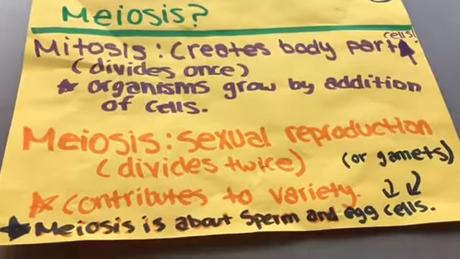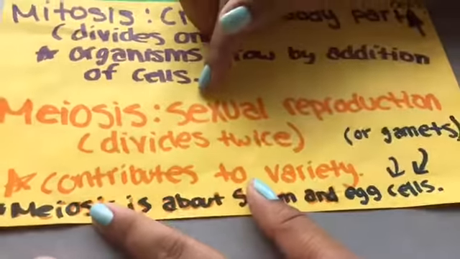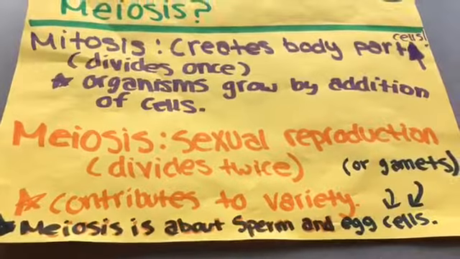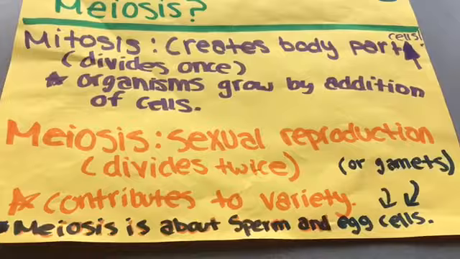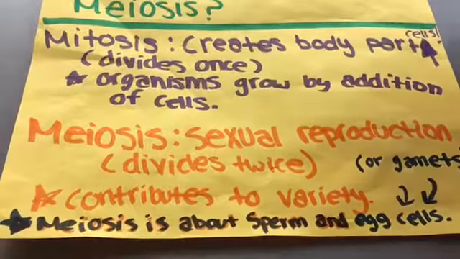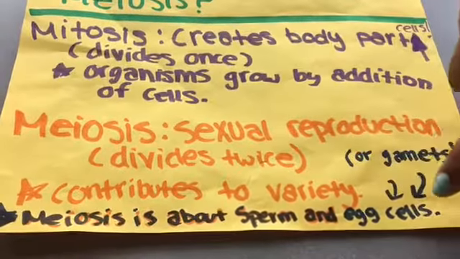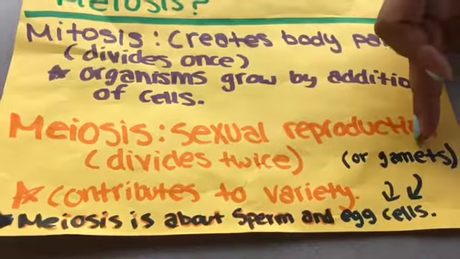Now, what is meiosis? Meiosis is sexual reproduction. It divides twice and contributes to the variety of DNA. Meiosis is about sperm and egg cells, or in other words, gametes.